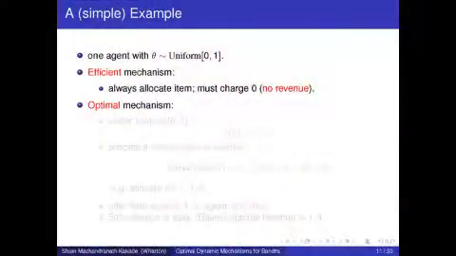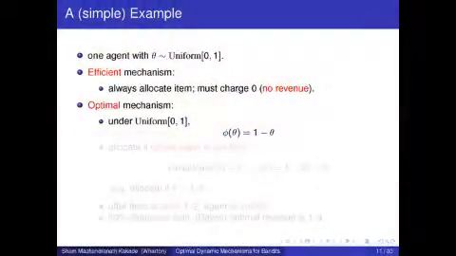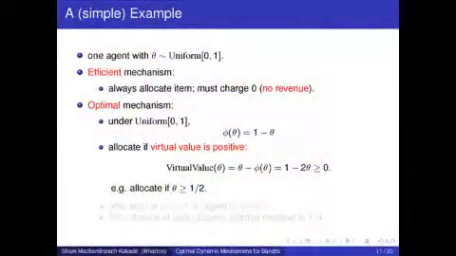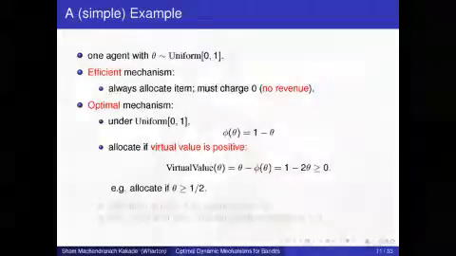If you always give the item to someone, you need to charge them zero, and there's no revenue here. But let's look at what the optimal allocation is, which is the allocation which will maximize the revenue. For this particular case, you can work out this function phi, and it just turns out to be 1 minus theta. I'm not telling you where you get it from, but you just work it out. You get 1 minus theta.